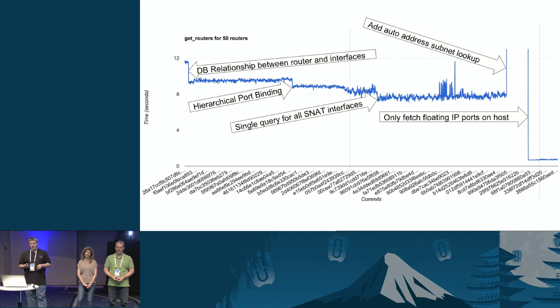And then here, it dropped down to about 6 seconds. You can't see it, there's actually a distinct point by only fetching the floating IP ports that were relevant to the host, and that was the query that Brian mentioned. So that brought it back down to 6 seconds. And then this last thing that brought it down to, I think it's just under 2 seconds now, is removing that auto address subnet lookup that was added in to mimic what was actually a bug.